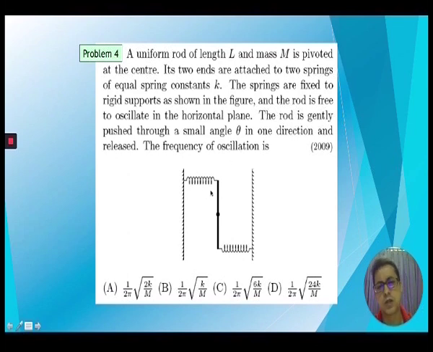When you gently push it through a small angle, it's going to undergo simple harmonic motion. You just have to get the simple harmonic motion equation, and then you can predict the frequency of it. A simple problem. Four options are given, and only one option is correct. This was asked in 2009. Let us see how to do it.